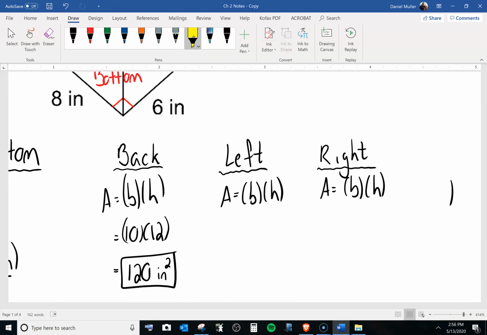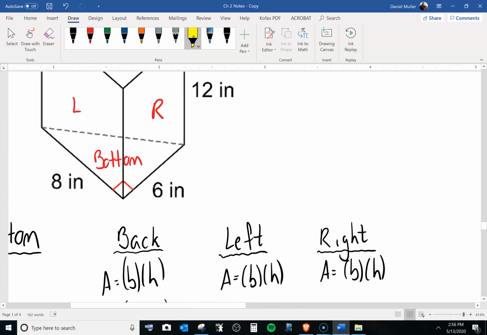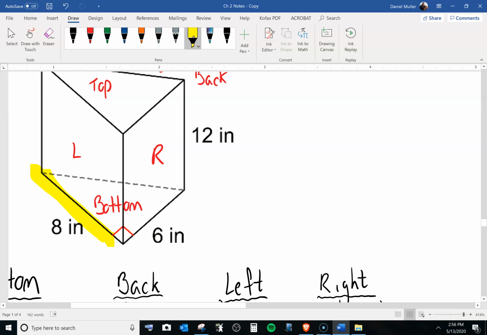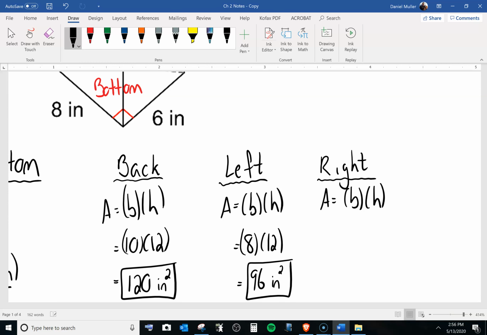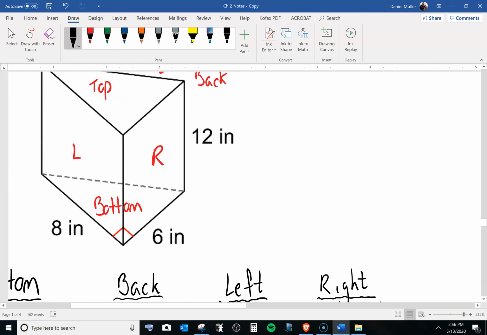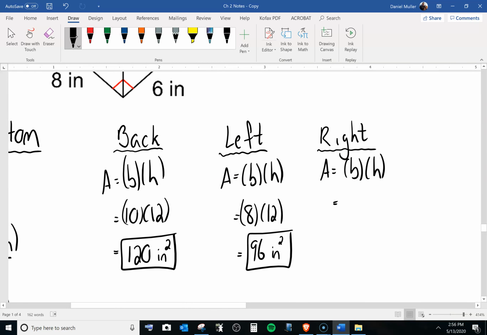But let's do the left-hand one first. So base is going to be here, 8 times the height, which is 12. So 8 times 12, which is 96 inches squared. The right side, we're going to have the base times the height, rectangle, so 6 times 12, which is going to be 72 inches squared.